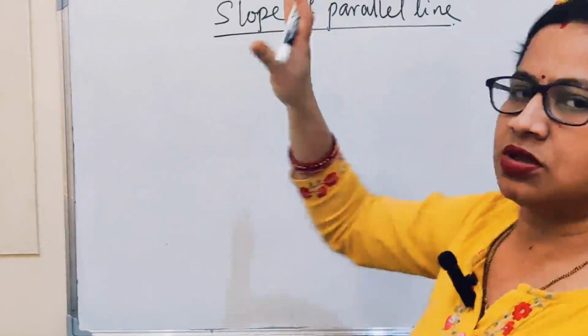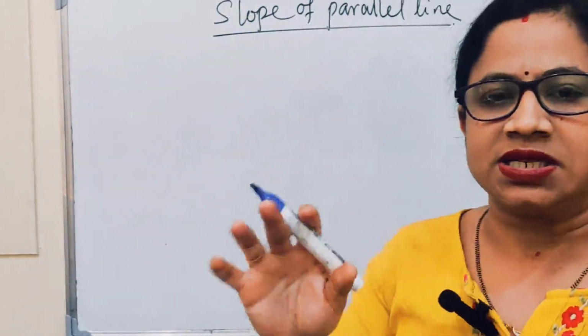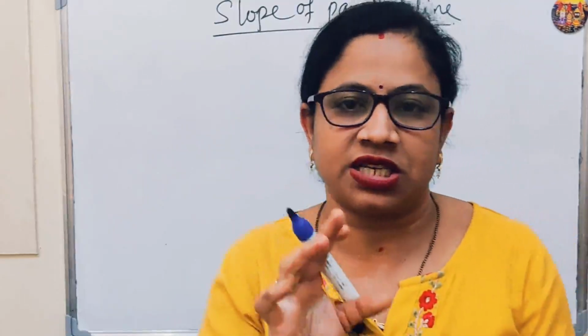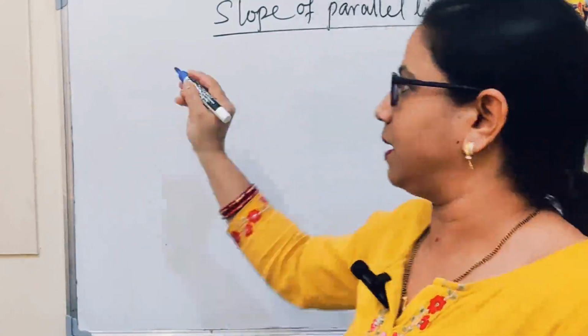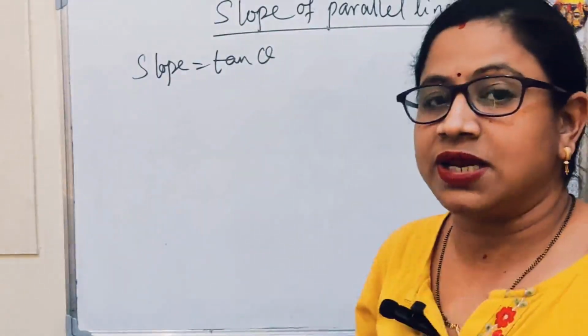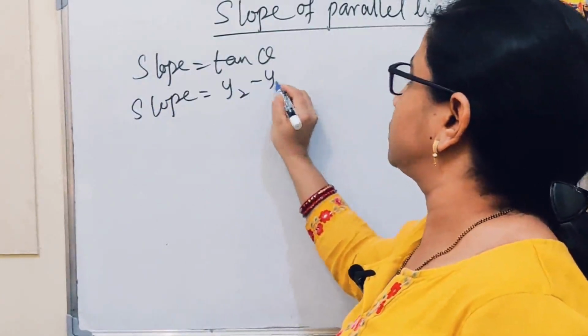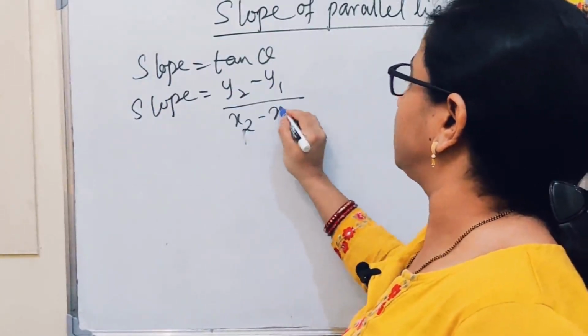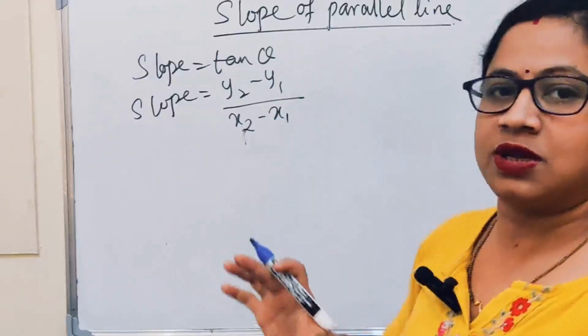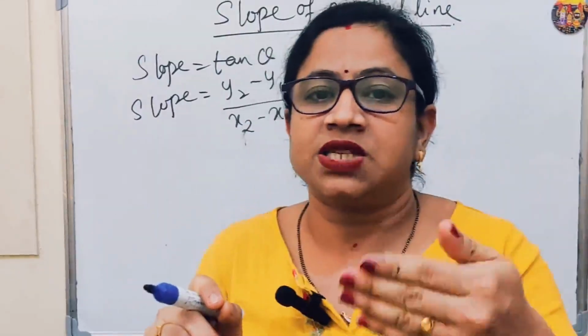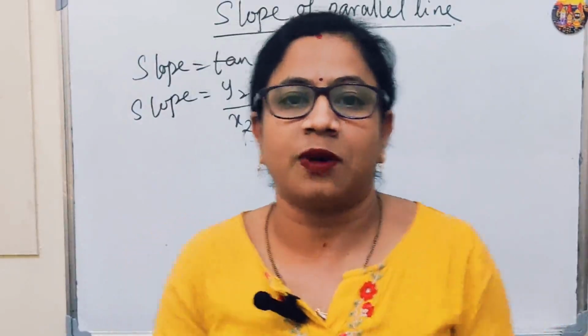So as you can see on the board, the concept is slope of parallel line. We have already discussed that if theta is the inclination of the line, then tan theta is the slope of the line. If coordinates of the points are given, then slope is equal to y2 minus y1 upon x2 minus x1. So these are the formulas to calculate slope. Next concept is slope of parallel lines. What is slope of parallel line?